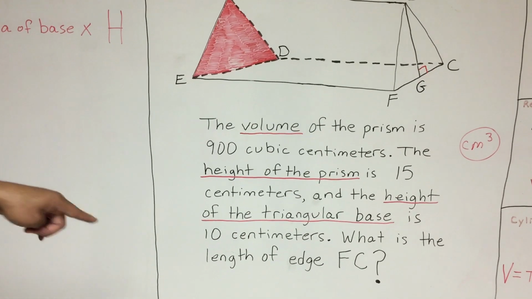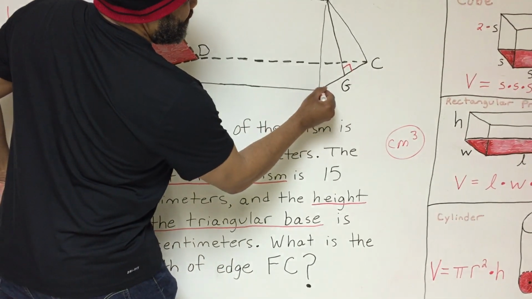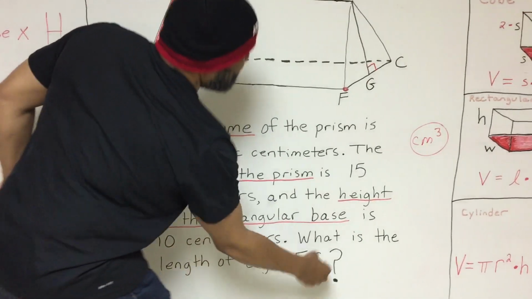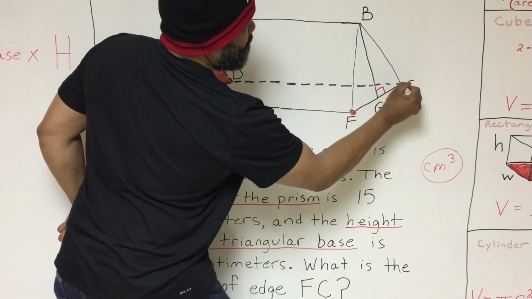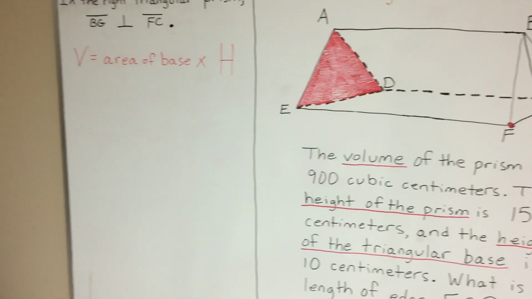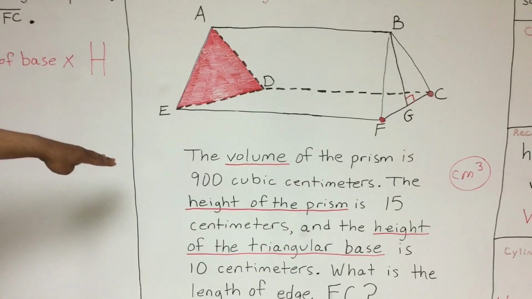What is the length of edge FC? In other words, it's asking me what is the length. The question mark is here. What is the length of edge FC? From here to here, it's asking me, what is that? That's the question. How far is it from those two red dots? All right, let's see what it's telling me now.